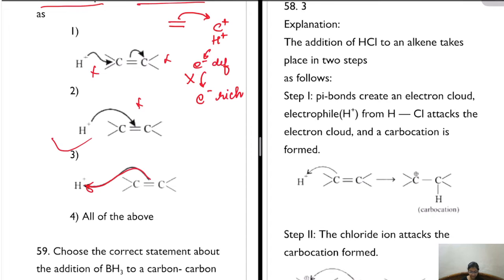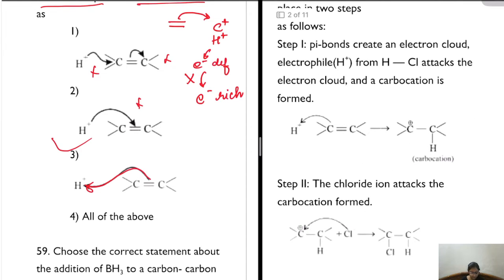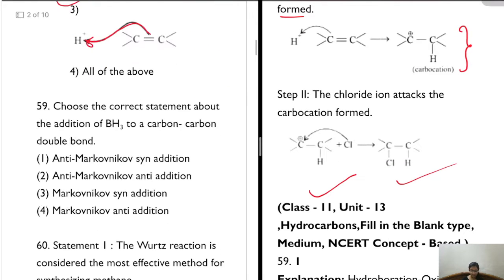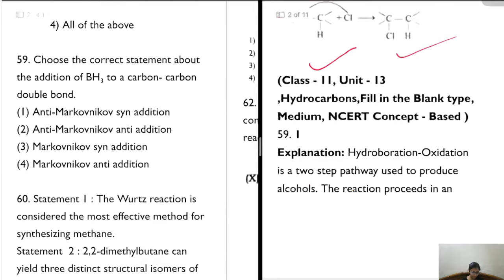In step 1, the pi bond creates an electron cloud. The electrophile from HCl attacks the electron cloud and the carbocation is formed. This is the carbocation form. Then what will be the next step? The nucleophile will be attacking the carbocation. Chloride will attack, and this will be the final product that we'll have, our required molecule. Now let's see the next question.